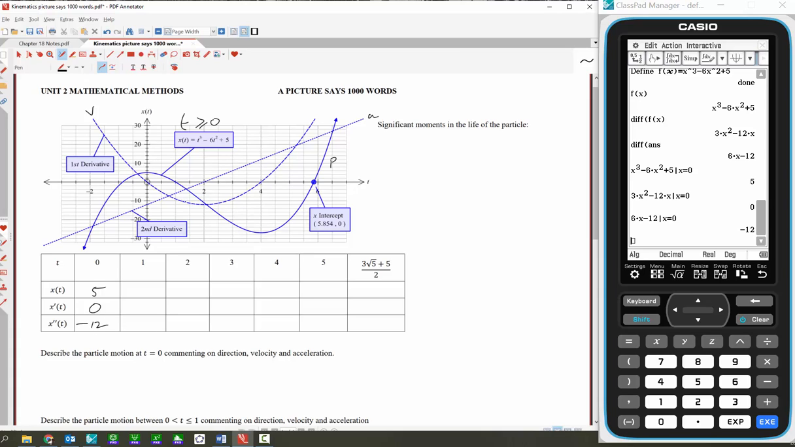Alright, so what's happening here? So the position is 5, so we're going to say that its position is 5 to the right of the origin. Its velocity says that there is no direction of motion, that is, it's stationary. 0 velocity. And this negative 12 suggests it's accelerating at 12 meters per second, or centimeters per second, or units per time.